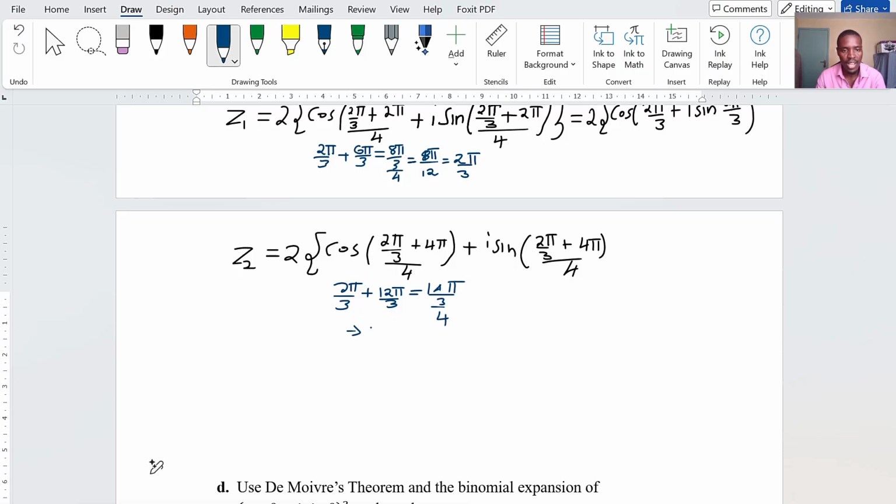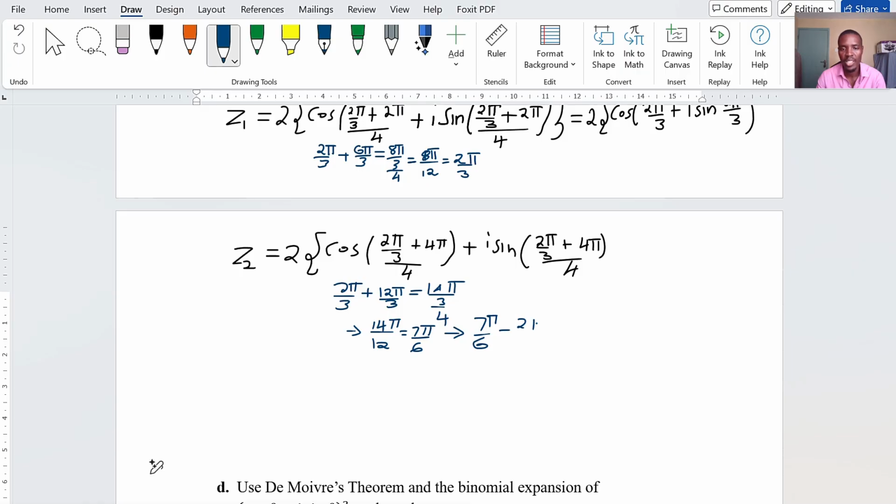Now this is simplified to 14 pi over 12. 2 goes there, 7, and then over 6. You can see this is greater than 180. This is like 7 times 6 times 180. 6 goes into 180 30 times, that is 30 times 7 is 210. So since it is greater than 180, it is out of bound. So 7 pi over 6 is out of bound.